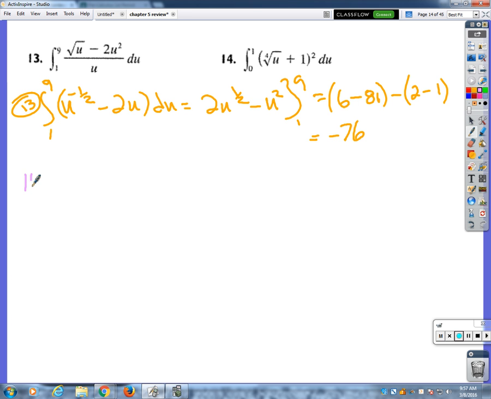Yeah? Okay, then 14, same thing, no u substitution required. I'm just going to FOIL that out. So u to the 1/4 times u to the 1/4. When you multiply the bases, you add the exponents. So that's u to the 2/4, which is just going to be u to the 1/2. And then if I did outside together, that would be u to the 1/4. And then if I did inside together, that'd be another u to the 1/4. So that's plus 2u to the 1/4. And then last times last is 1.